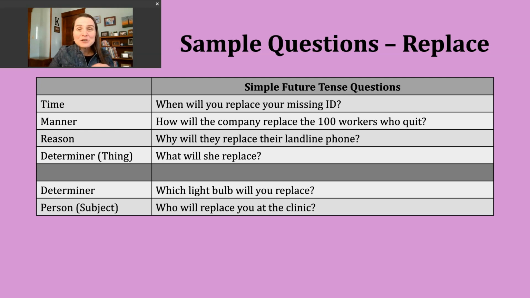Okay. So again, you can see that pattern. How will, subject, base verb. Another type of question we ask is to understand the reason for something. We use the question word why, W-H-Y. An example of this, why will they replace their landline phone?